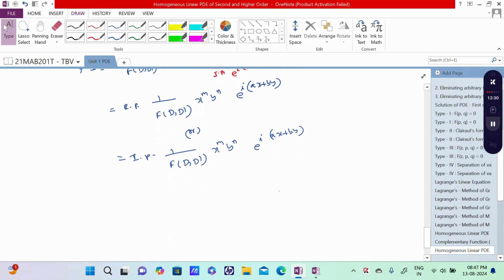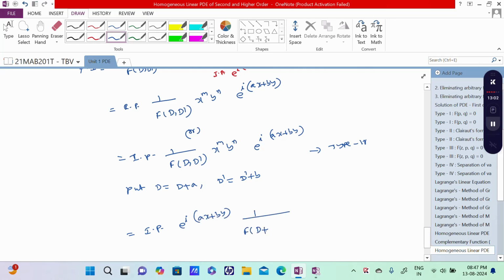This term is type 4. Now this is our type 4. How should we solve type 4? As usual, the same procedure. Put D equal to D plus a, D dash equal to D dash plus b, then the term will be reduced to the third type. Therefore, the imaginary part of e power i(ax plus by) times 1 divided by the function of D plus a, D dash plus b, then x power m y power n. Now this is our type 3.